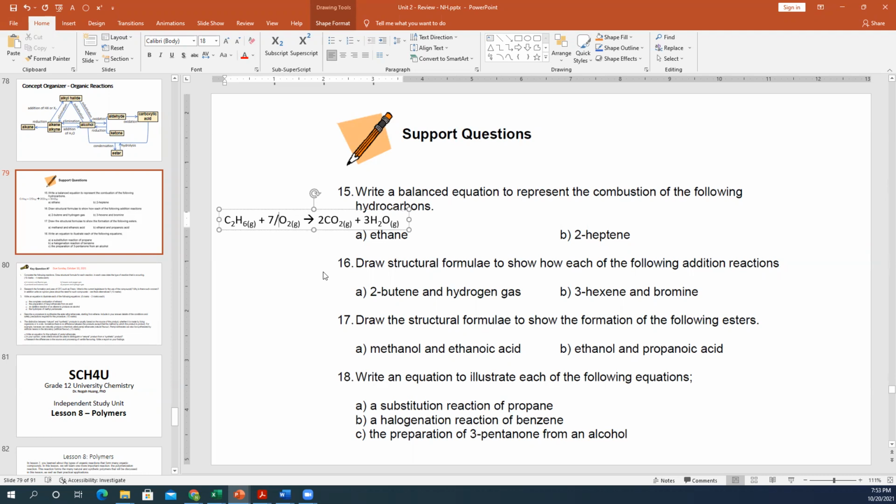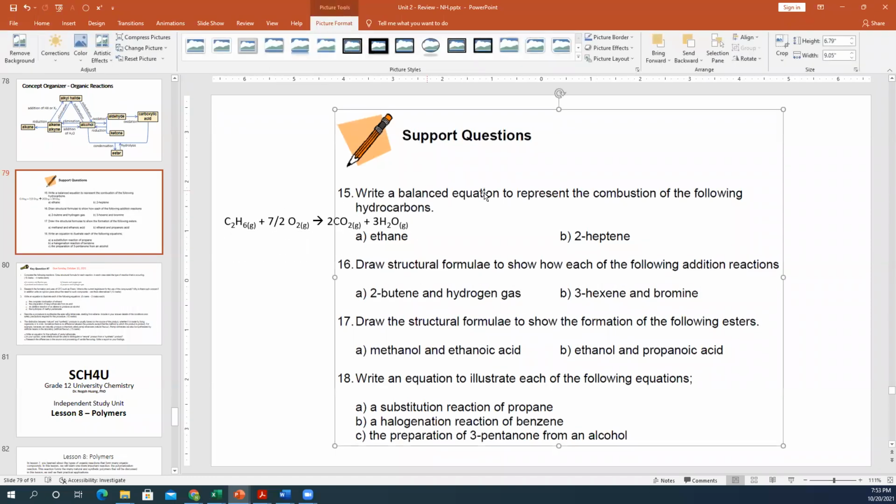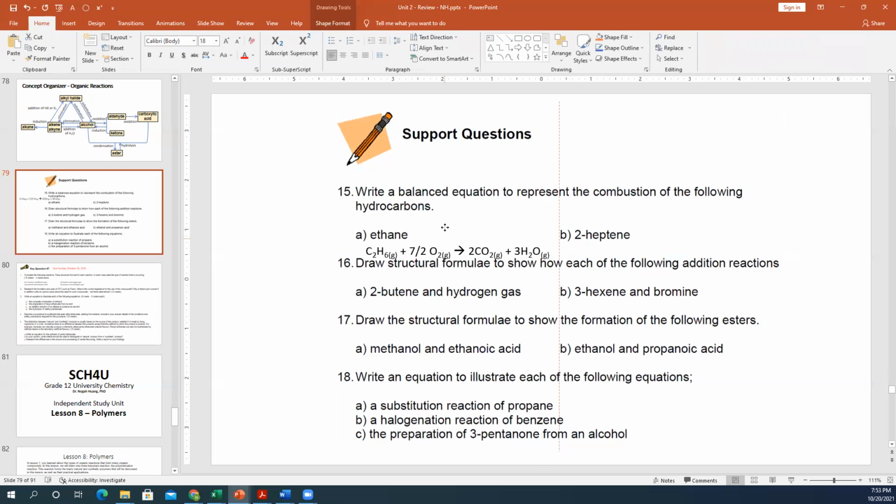We can put a fraction. We can put 7/2. 7/2 times 2 makes us have 7 oxygens. Now our equation is balanced. We've got 2 carbons, 6 hydrogens, and 7 oxygens, and if we add up these and these, 7 oxygens. Now our equation is balanced. The question says, write a balanced equation to represent the combustion of the following hydrocarbons. So this is for the ethane.